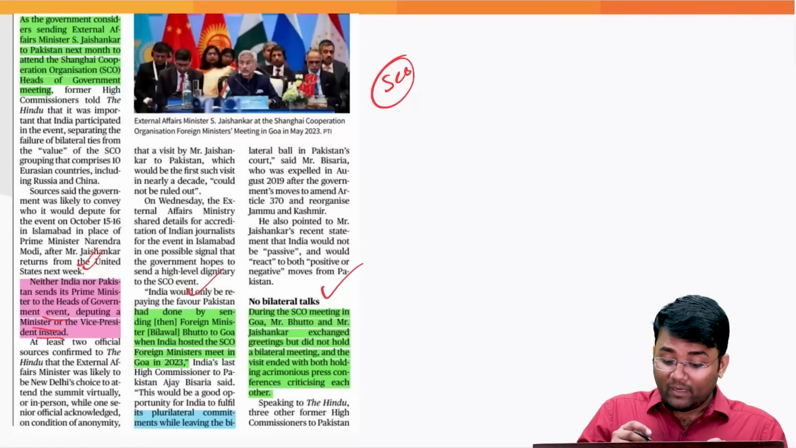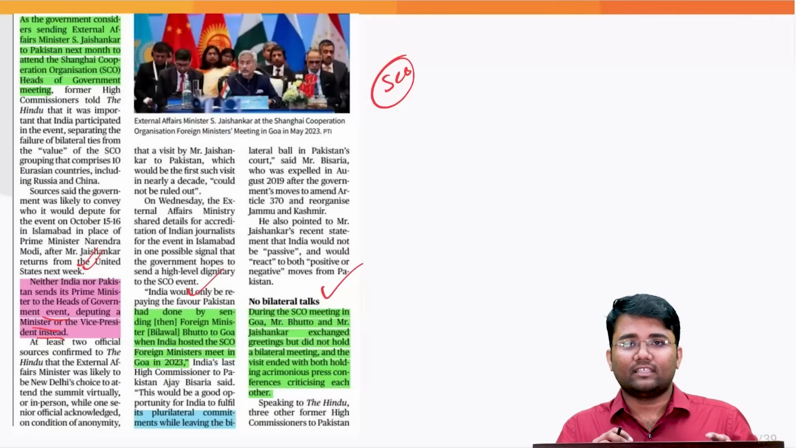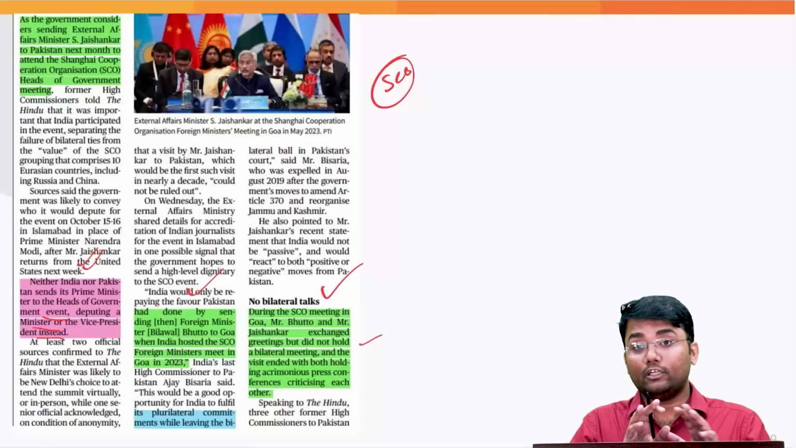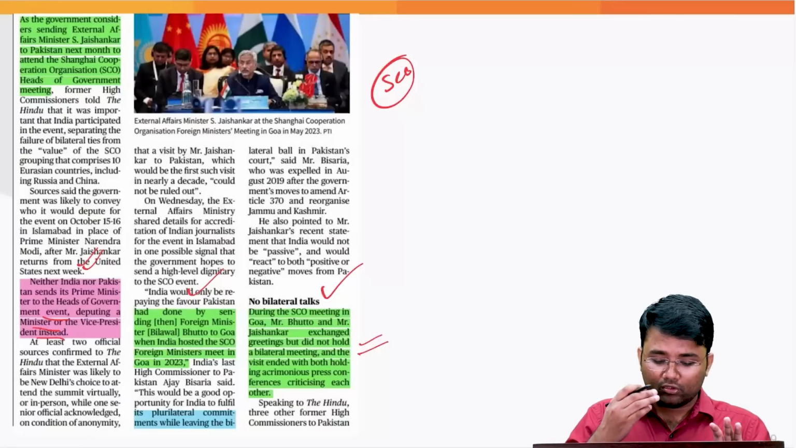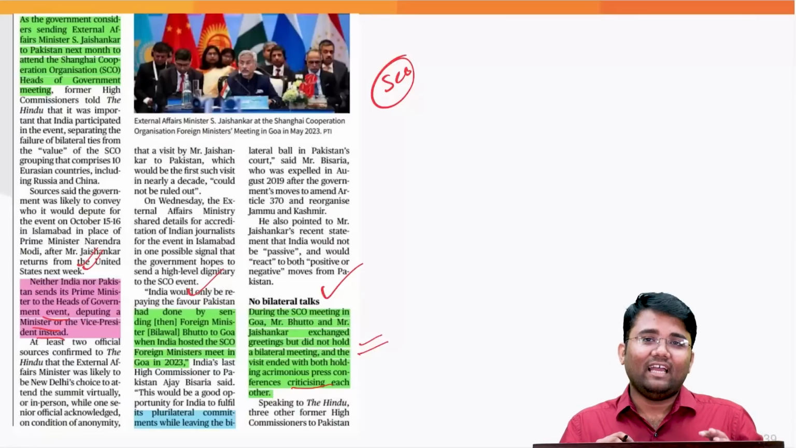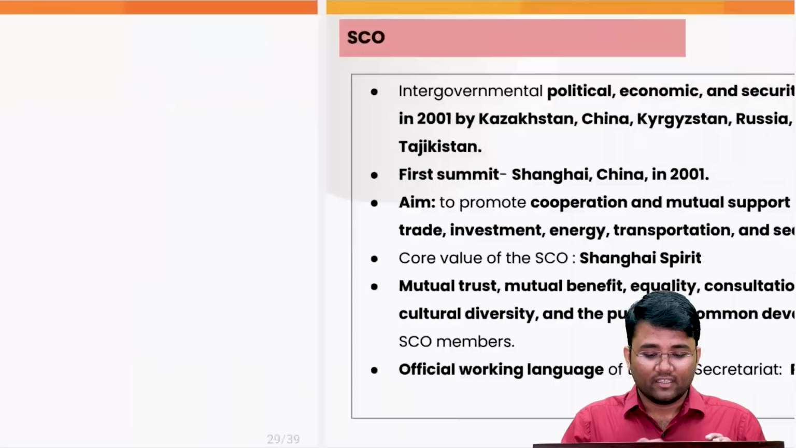And despite the SCO meet that happened in Goa, Mr. Bhutto and Mr. Jaishankar, both the foreign ministers of Pakistan and India, exchanged greetings, but they did not hold any bilateral meeting. And the visit ended with both holding acrimonious press conferences criticizing each other. So we have differences, and that's why we didn't have any bilateral meeting. We only keep on criticizing each other. And it would be good to see how the India-Pakistan relation shapes up in the coming years.